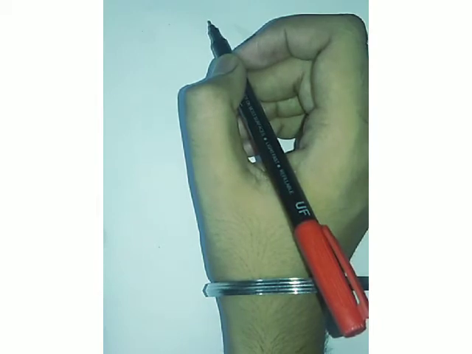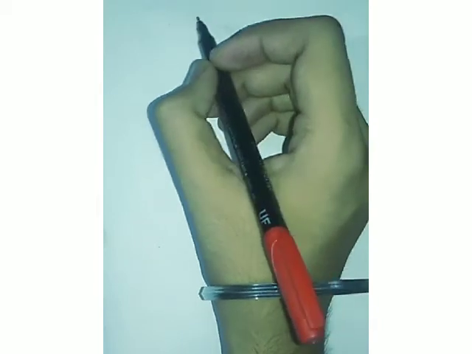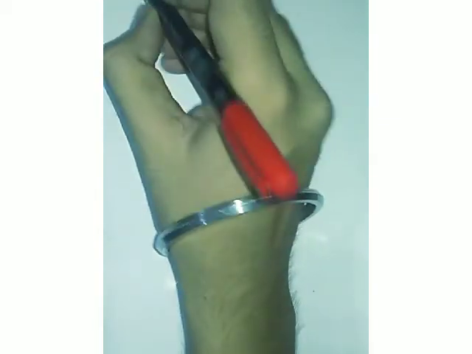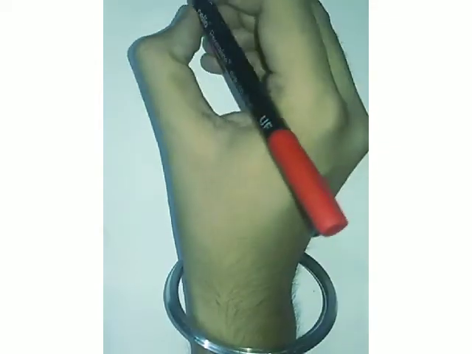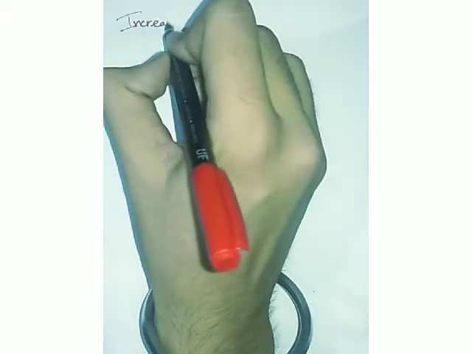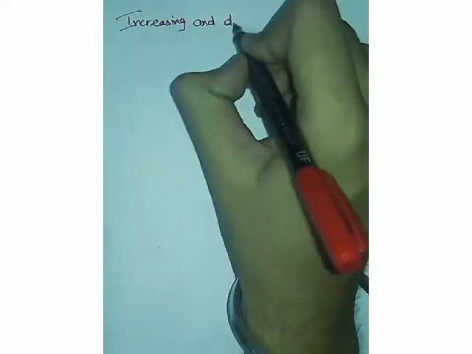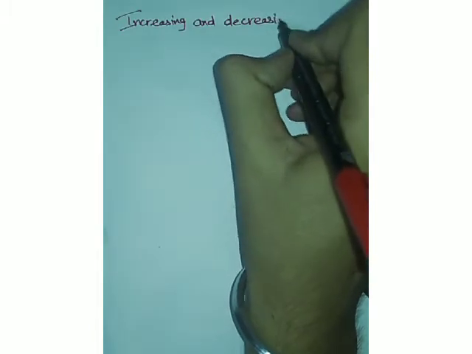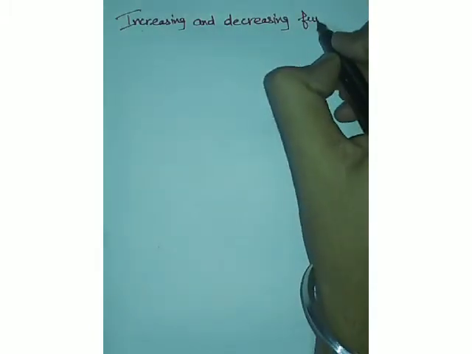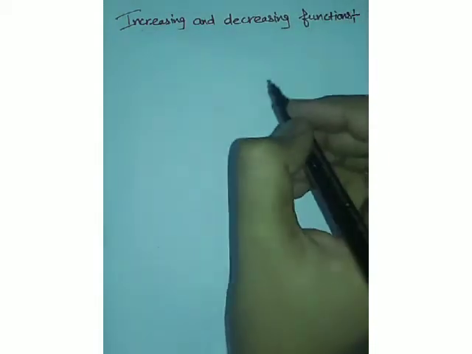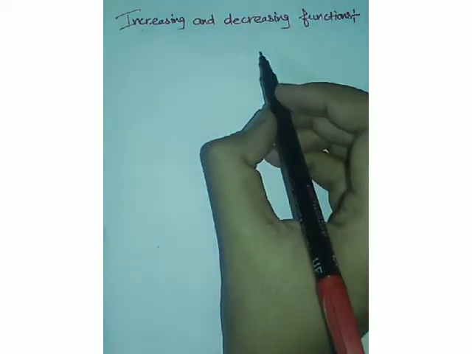So far we have done exercise 6.1 in which we have studied the rate of change of some different functions. In the second exercise, that is 6.2, our major topic to be covered is increasing and decreasing functions. Firstly, we will know what increasing and decreasing functions are, and then we will proceed towards the examples. So let's start without wasting even a second.